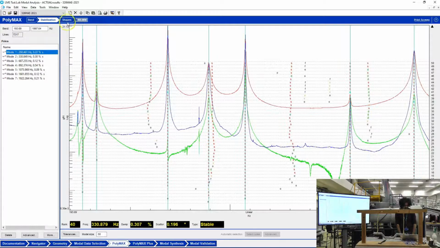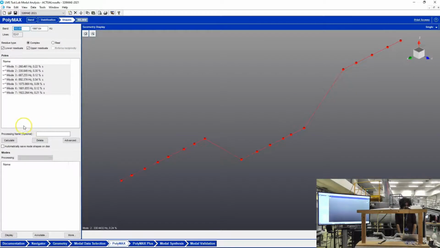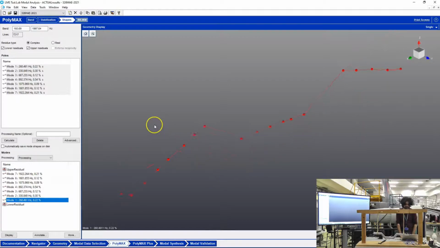Okay, now that we have selected these, I go on to calculate the mode shapes. So this is mode shape 1. As you can see, it looks quite nice.